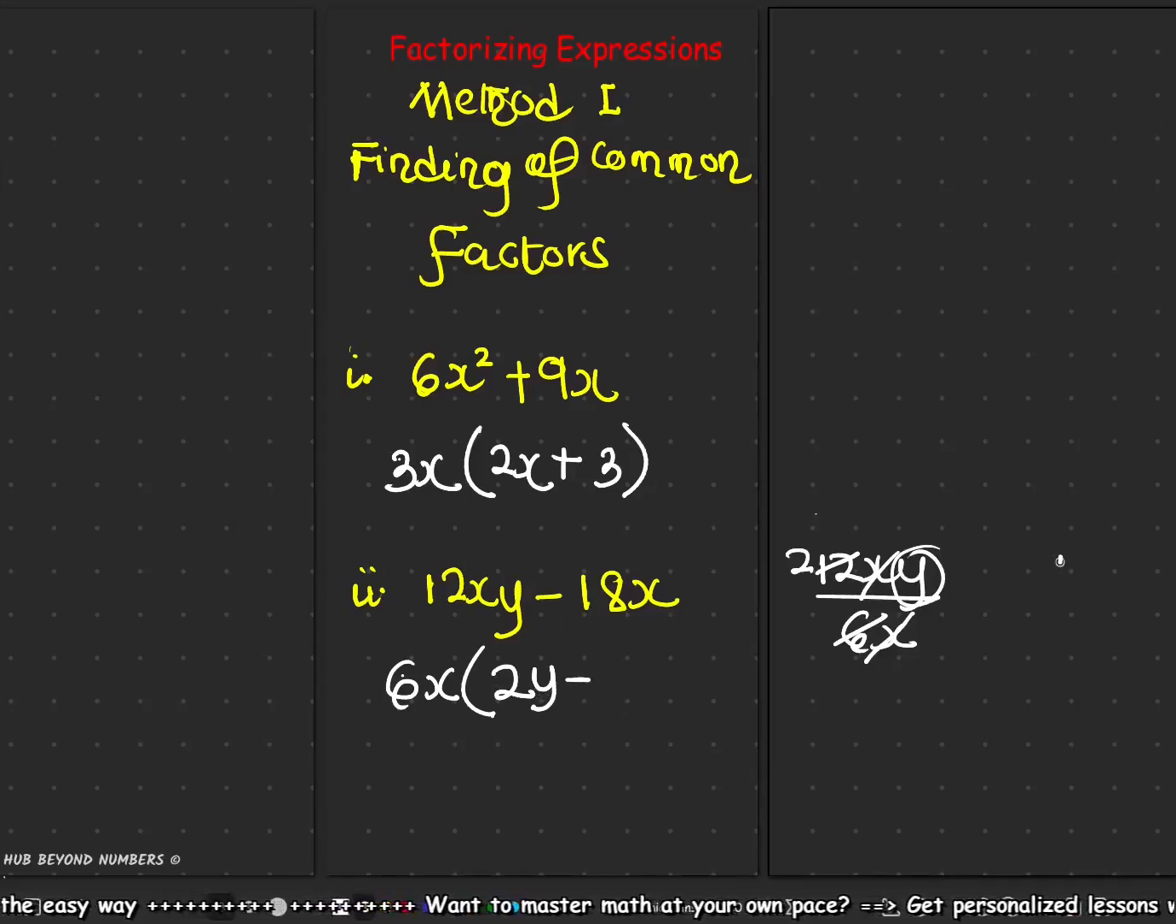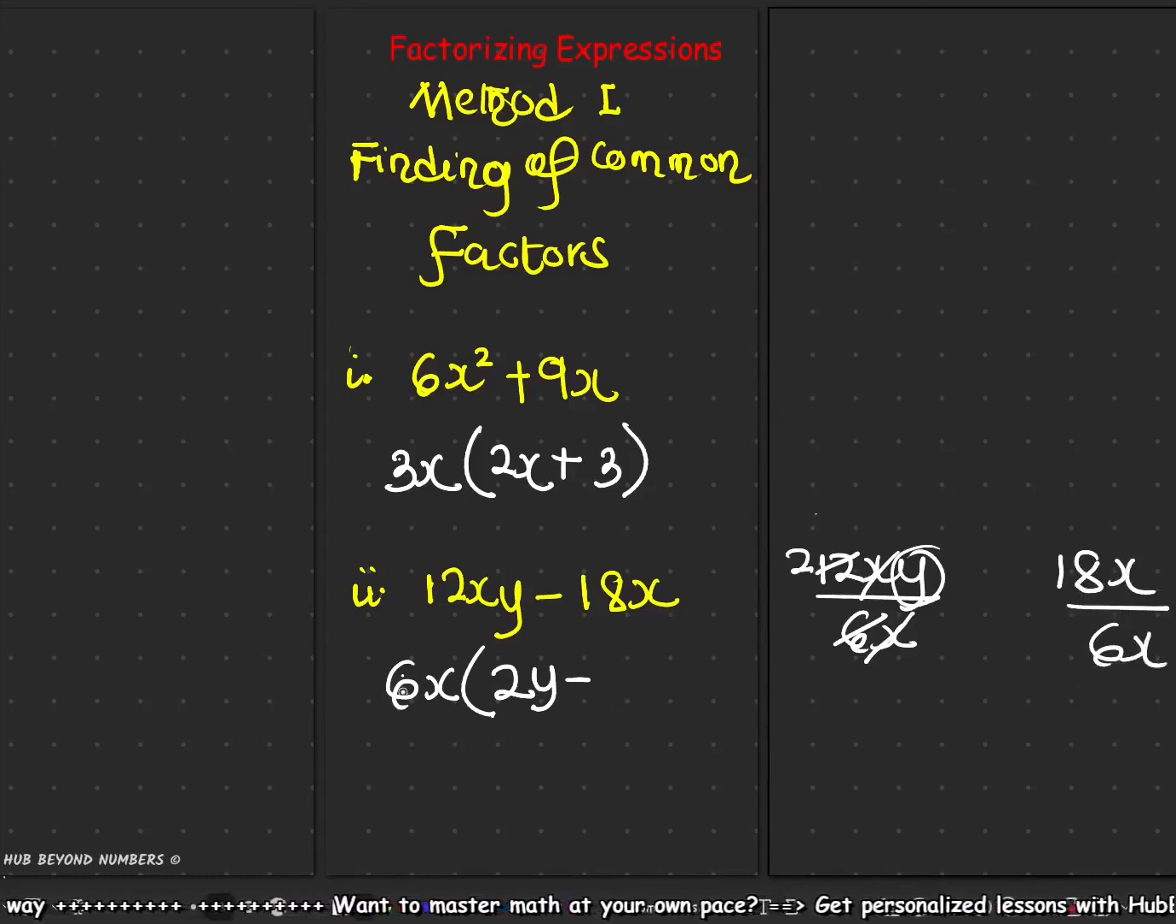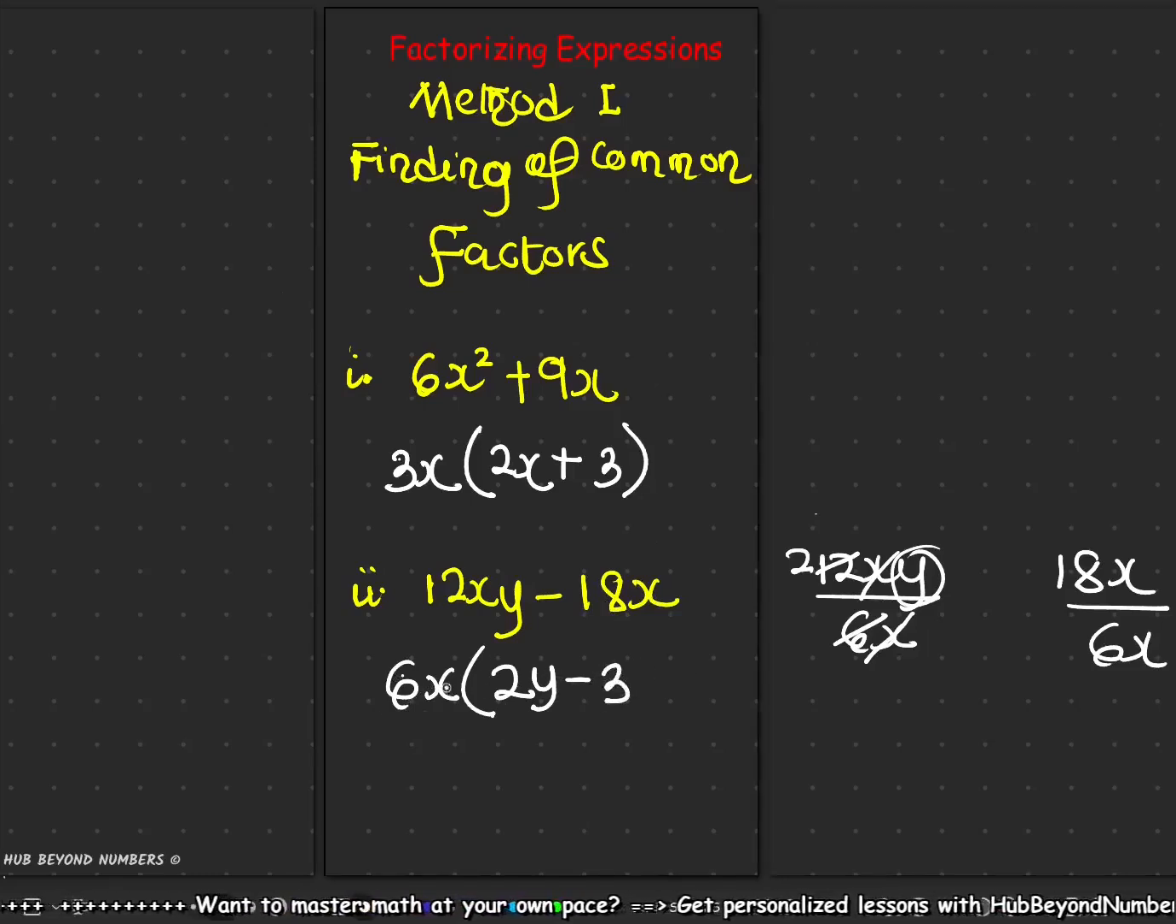Minus, we have 18x all over 6x. You can straightforwardly say, okay, 6 times what gives us 18? I know 6 times 3 gives me 18. And x times what gives me x? It is certainly 1. We can choose not to write it.